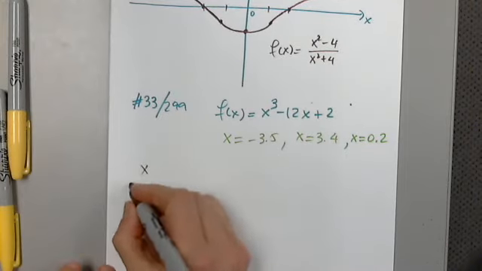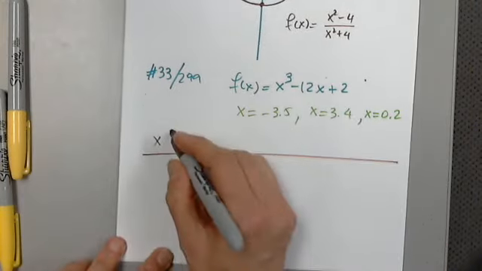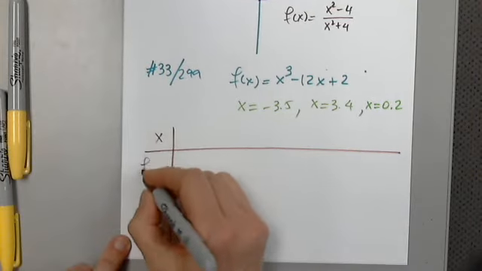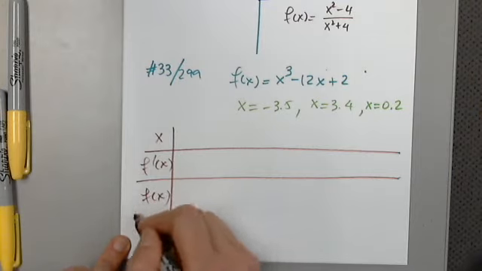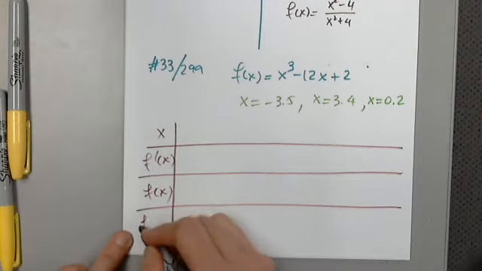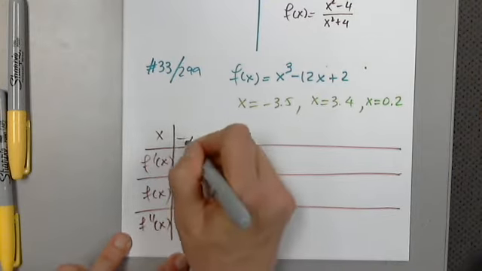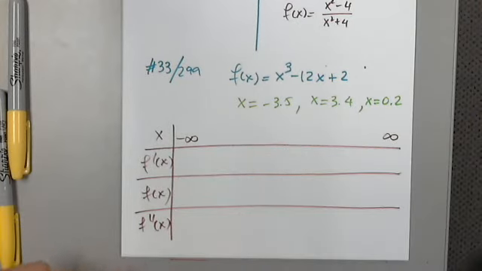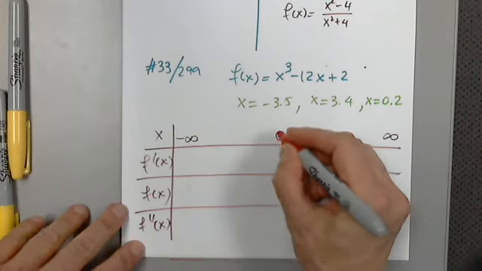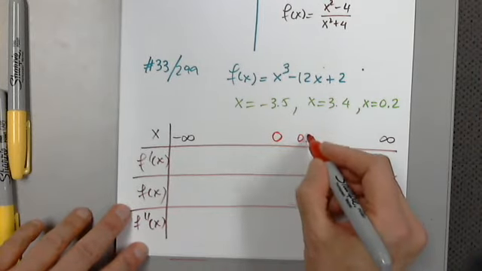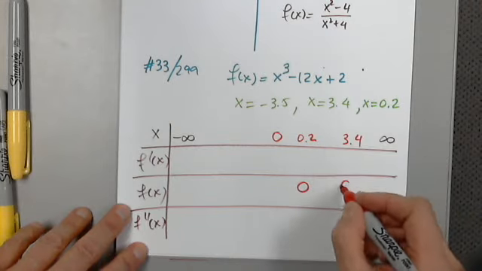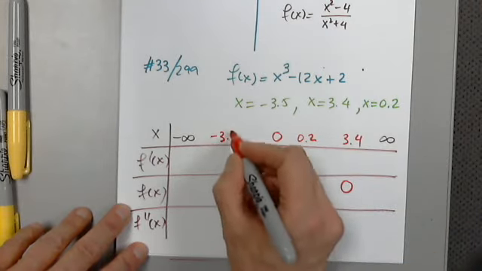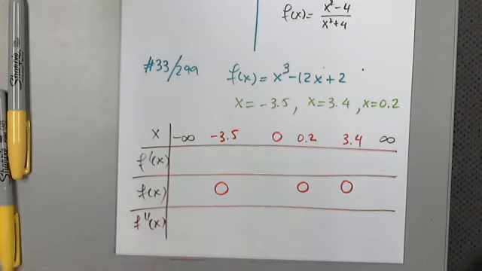So when you start creating the table, assuming you like this order, it's a polynomial, so it's defined everywhere. You should put these 3 values in the table, and 0 as well. So 0.2, and this is 0, 3.4, and this is 0, and -3.5, and this is 0.